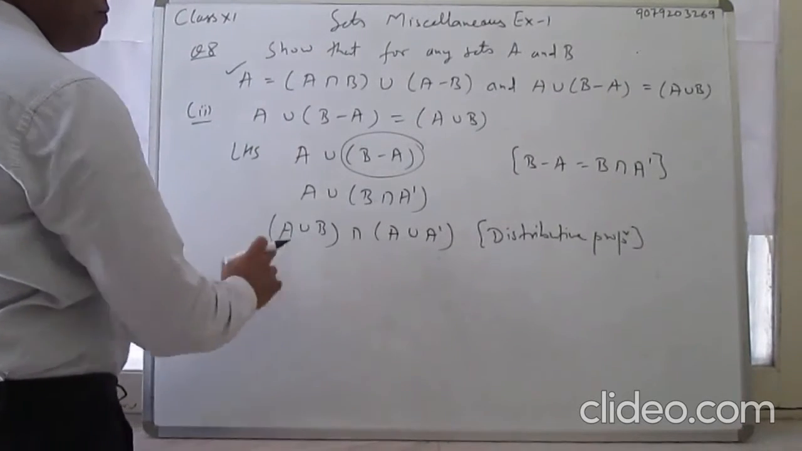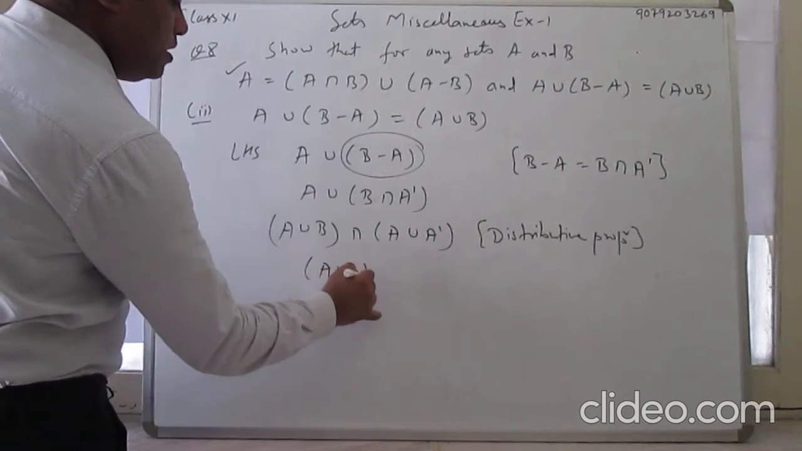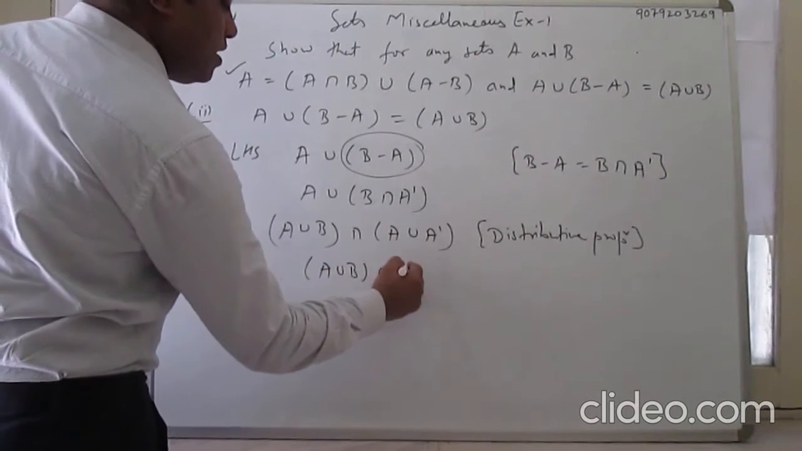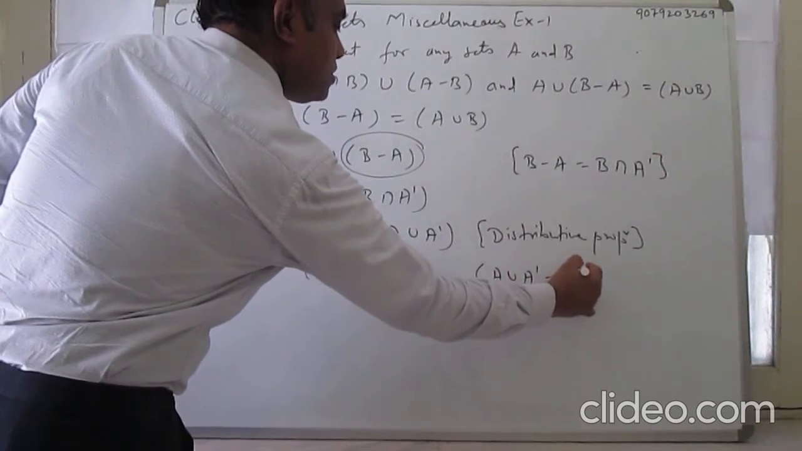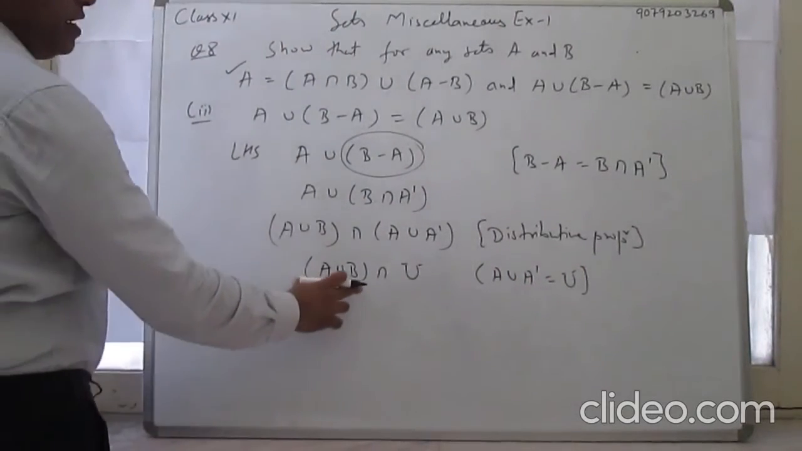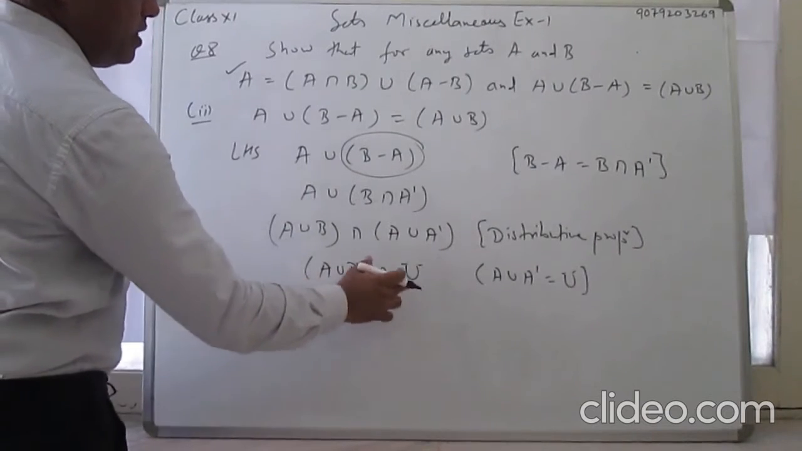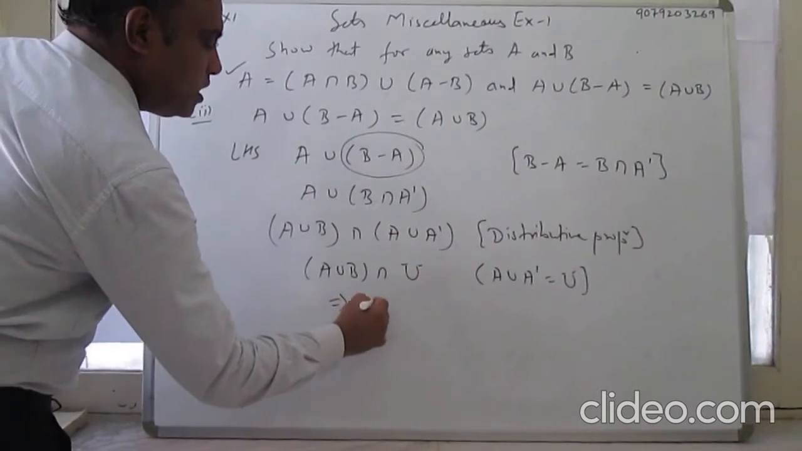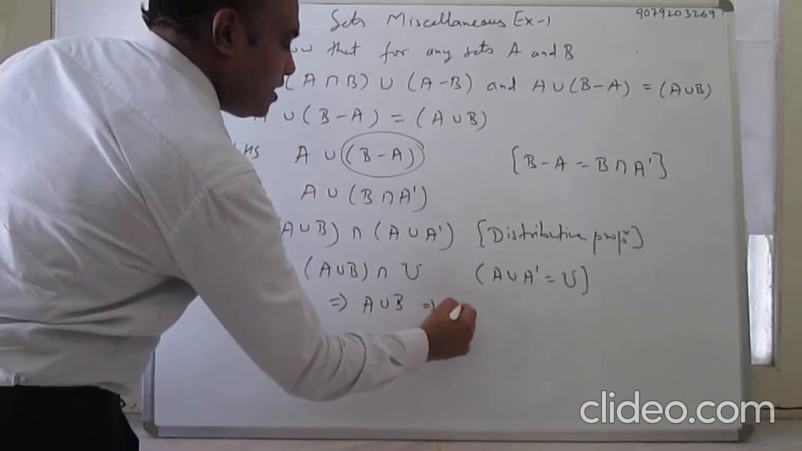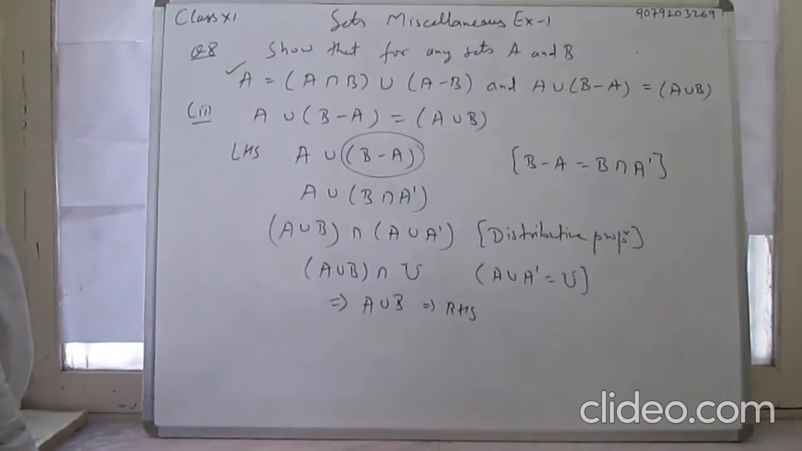Now A union A complement is universal set. In A union B intersection, instead of this you can write universal. So A union B intersection universal, what will come? All elements of A union B will be in the universal set. So this implies A union B is equal to right hand side. Now I will take one more question, that is question 9.